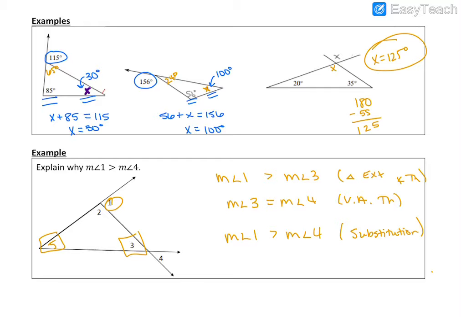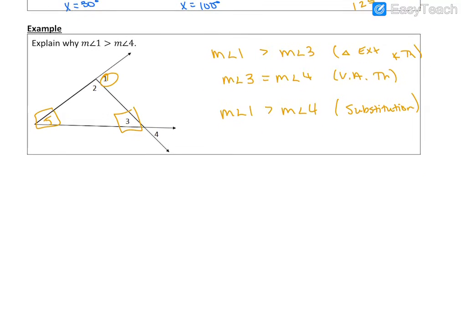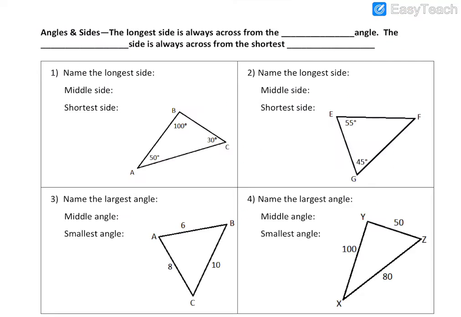All right, on to the last page. All right, so angles and sides. The longest side is always across from the largest angle. And the shortest side is always across from the smallest angle.